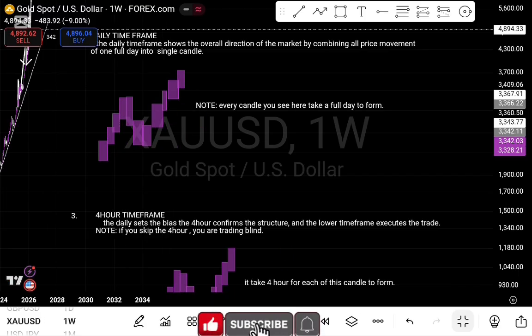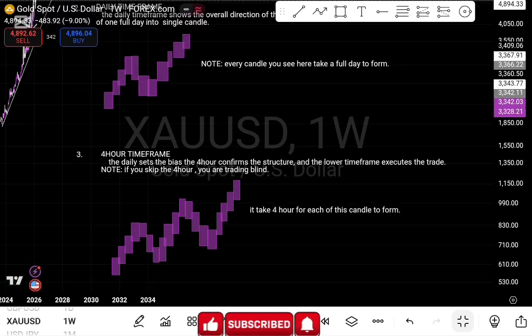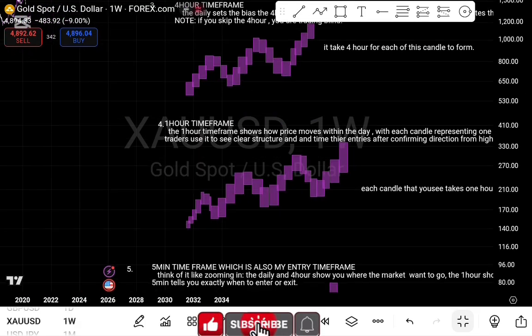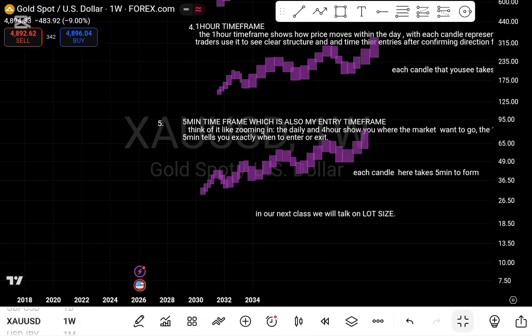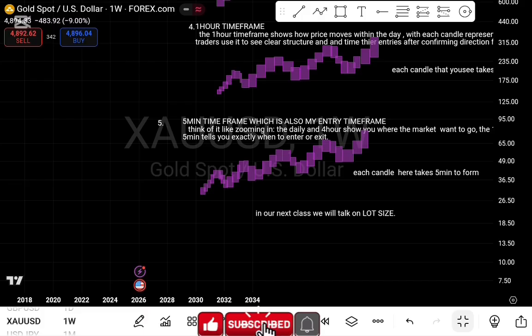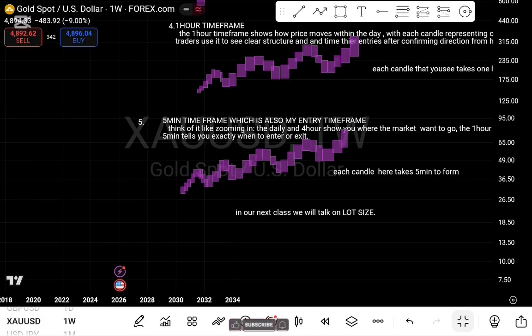Notwithstanding, guys, you all know the drill. Tomorrow we come again, and our topic for tomorrow will be on lot sizing. Very important. We need to talk on lot sizing. We need to know, because there are different types of lot sizing in the market. There are lot sizes that will give you $10. There are at the same time lot sizes that will give you $1,000 with the same price movement.